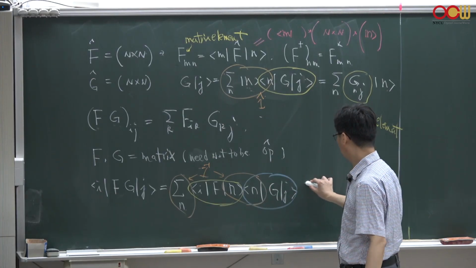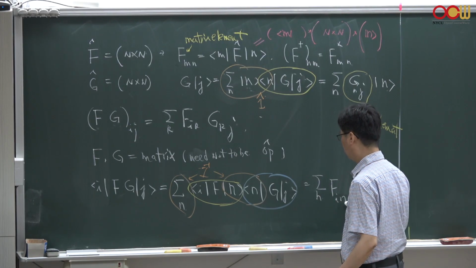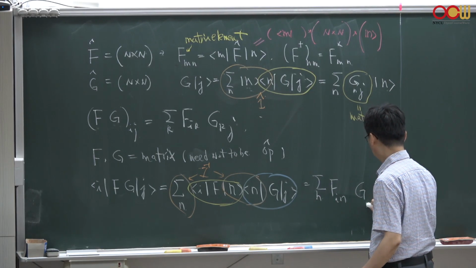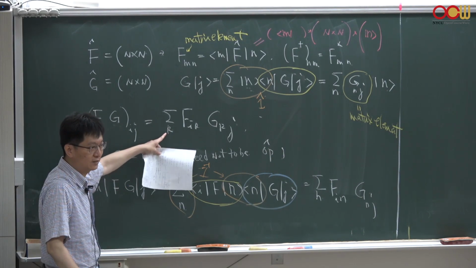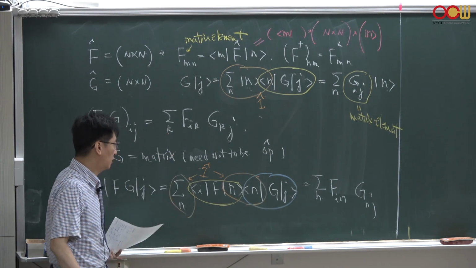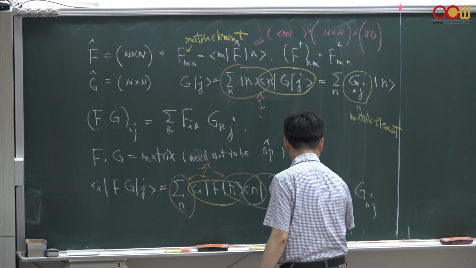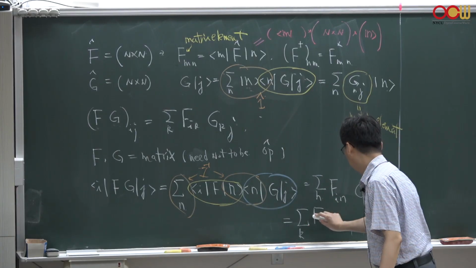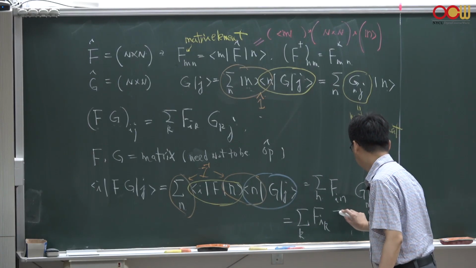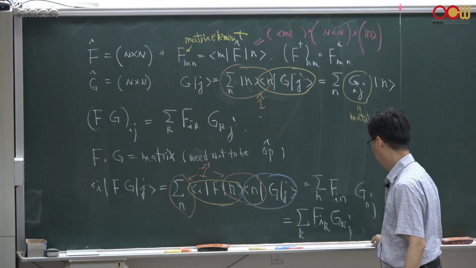As a result, this is simply the sum over n, F_in and G_nj, which is exactly the same form, because n is just a dummy variable, I can relabel this. I can call it k: F_ik and G_kj. Check.